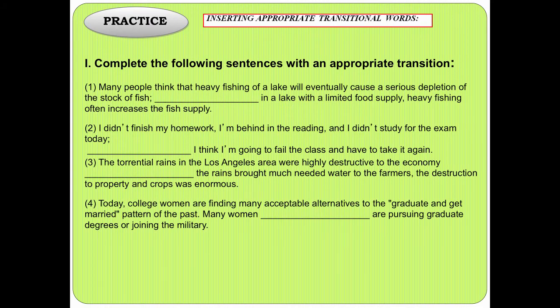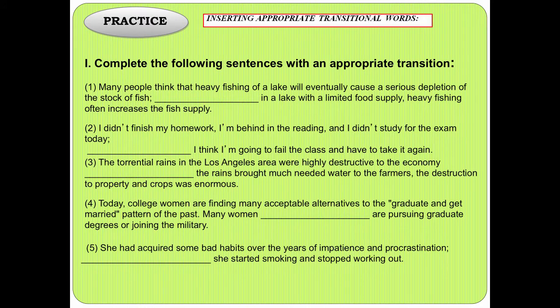4. Today, college women are finding many acceptable alternatives to the graduate and get married pattern of the past. Many women are pursuing graduate degrees or joining the military. 5. She had acquired some bad habits over the years of impatience and procrastination. She started smoking and stopped working out.